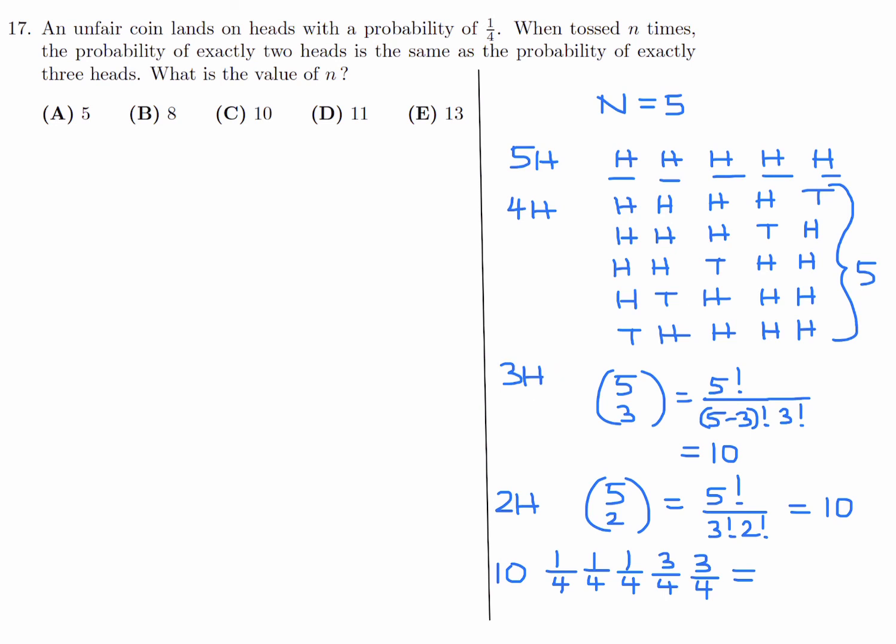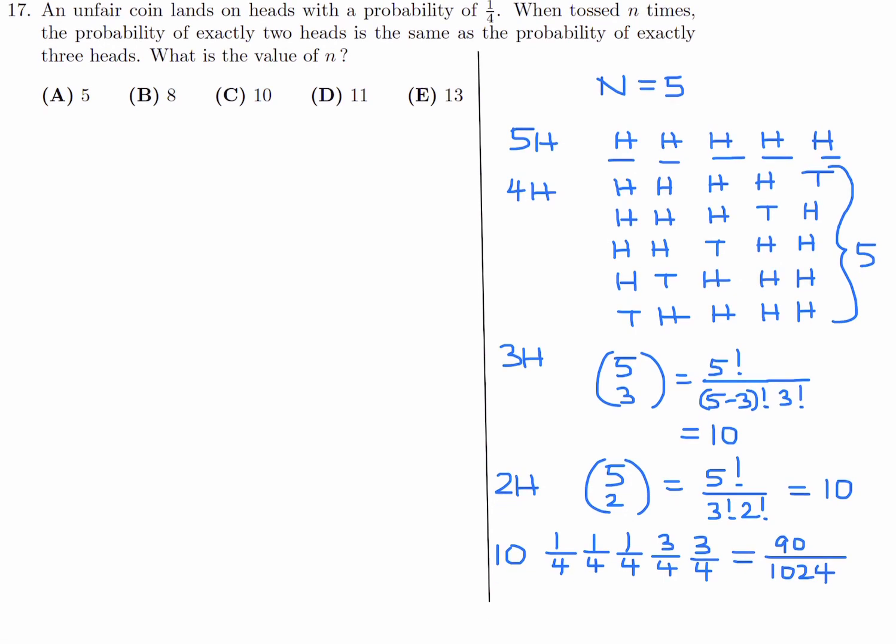And if you do this math, you get 90 over 1024. Now let's do the 2-head scenario. Again, we have 10 of them. The first head is 1 quarter probability. The second head is another quarter. But then I have 3 tails, so 3 quarters, 3 quarters, and 3 quarters. This probability is 270 over 1024. Okay, so that's how we did it. And as you can see, these are not equal.